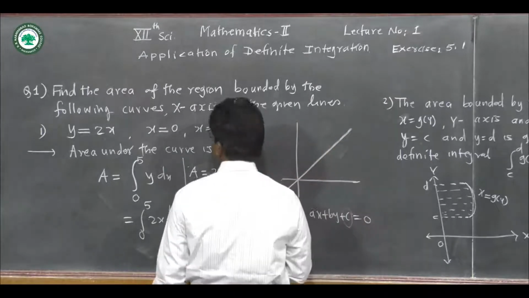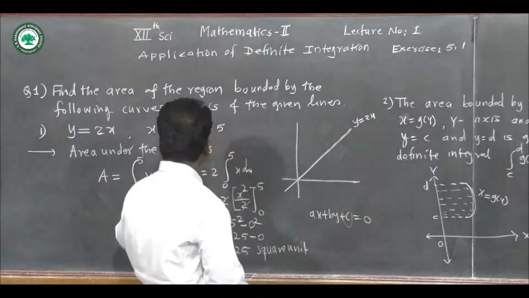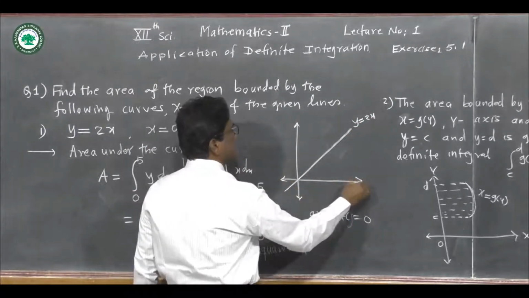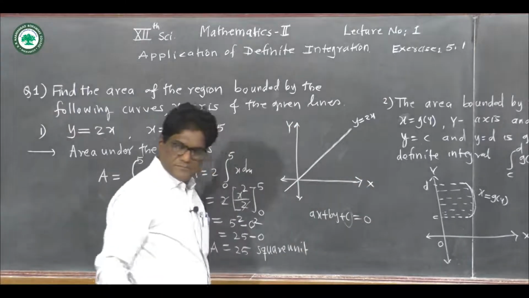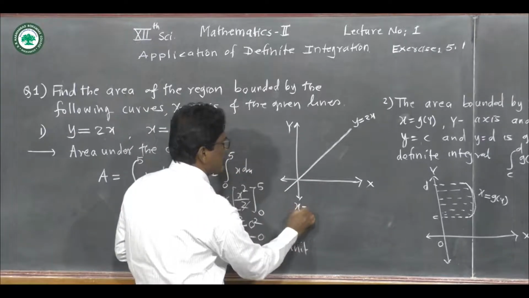y is equal to 2x, and here x is equal to 0 and x is equal to 5. x is equal to 0 means the y-axis. This is x is equal to 0.